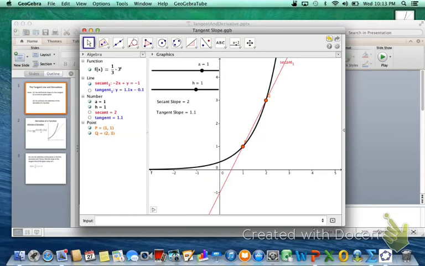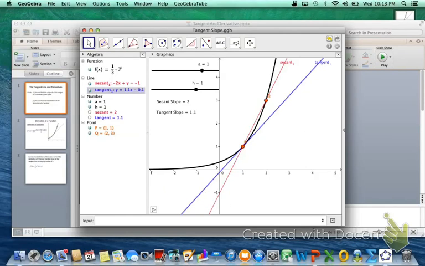Now let's zoom out again so I can start showing you something here. You see how we found the slope of the secant line, and I want you to see that I'm writing its slope right here. Currently the slope of the secant line is 2. Put the tangent line back on the graph. And you can see right now that the slope of the tangent line is 1.1.